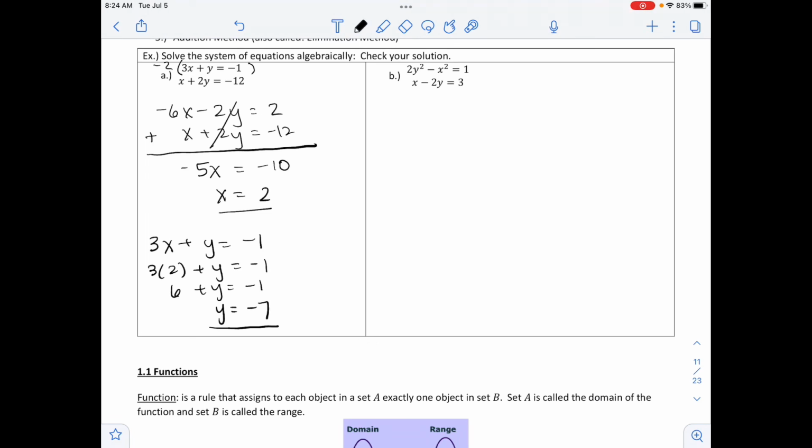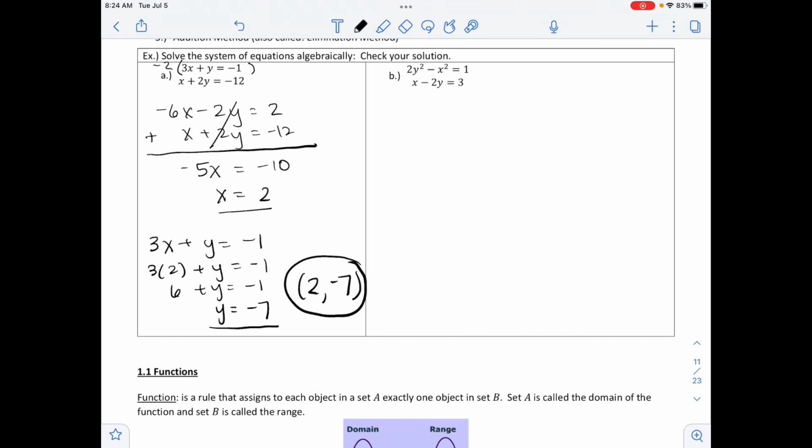You do need to write these as an ordered pair. So we have 2 for my x, -7 for my y. And that would be your solution. To check this, you would have to substitute in x is 2 and y is -7 into both the top and the bottom equation to make sure that those work.